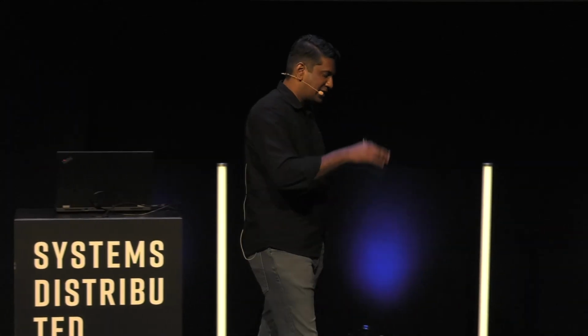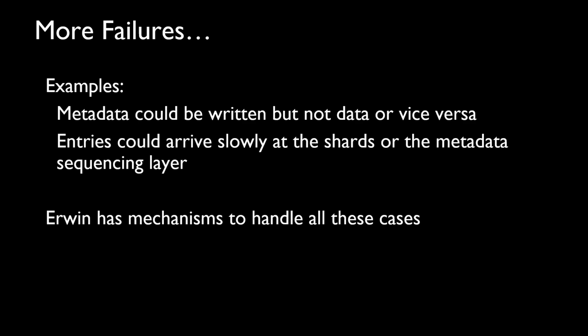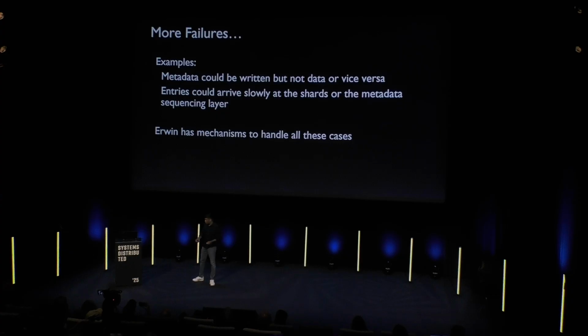There are several other failures that I have not talked about that the system actually handles. For example, when you're writing the metadata and the data, there is no guarantee that both of them will reach the servers, right? You could write the metadata but then fail before writing the data, or the other way around, and there are several other cases. Erwin has mechanisms to deal with all of these cases.